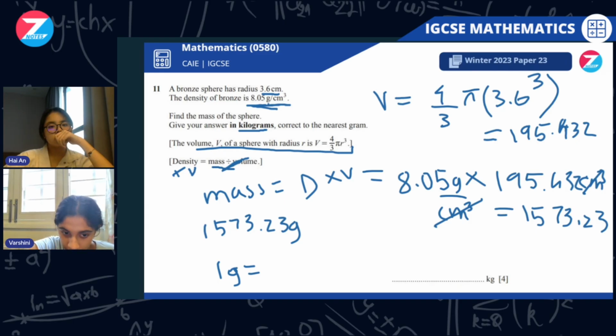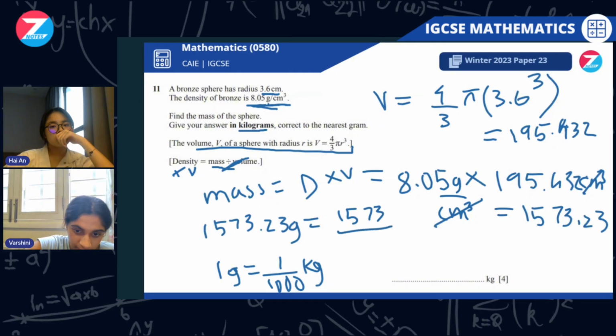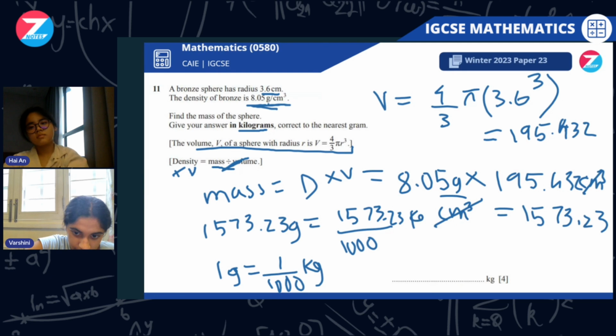is 1 kilogram, and so 1 gram is just going to be 1 by 1000 kilograms. Okay, and we know 1 gram is 1 by 1000 kilograms, so 1573 grams is going to be 1573 divided by 1000 kilograms. Okay, so now all we have to do is divide the value in your calculator by 1000, and you should get the value in kilograms.